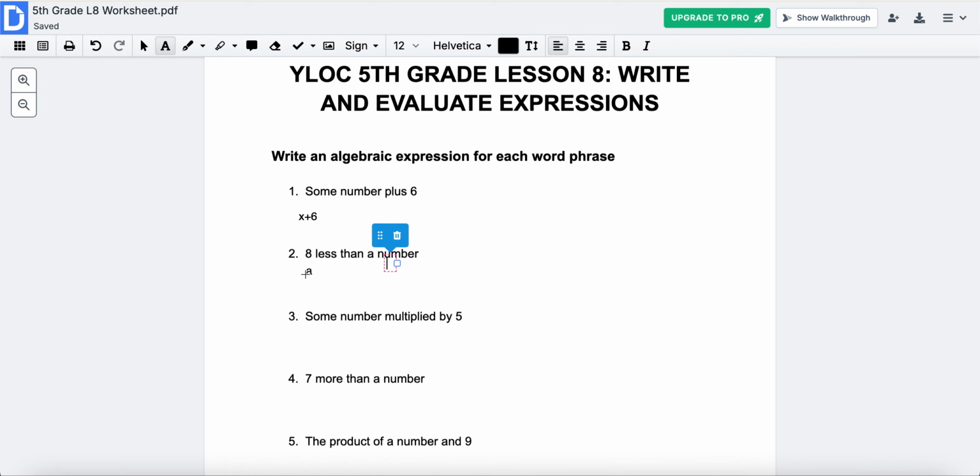Next one, 8 less than a number. So a number should represent x over here, and 8 should be subtracted from the number. So x minus 8.